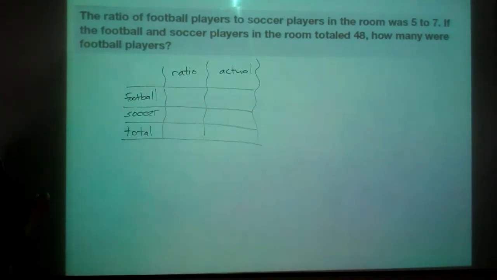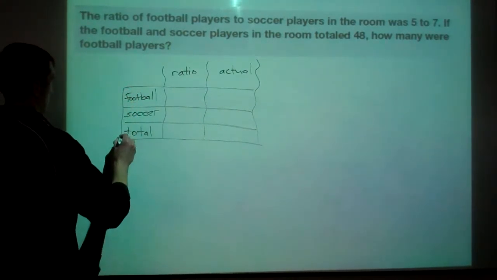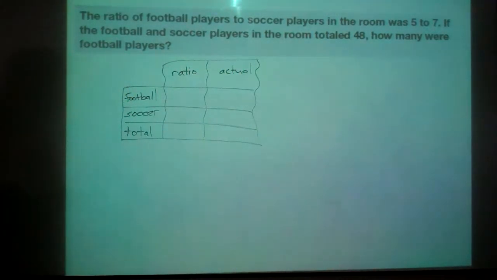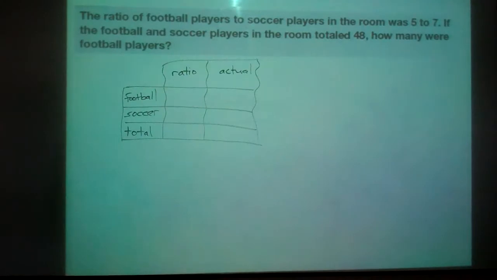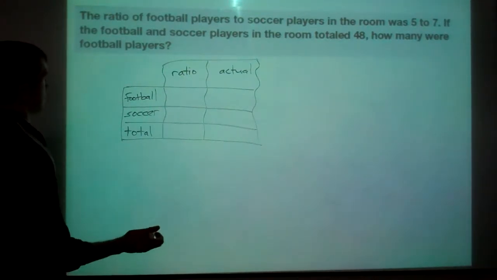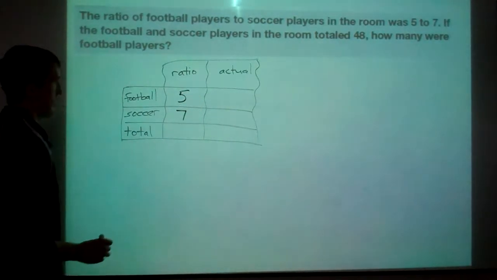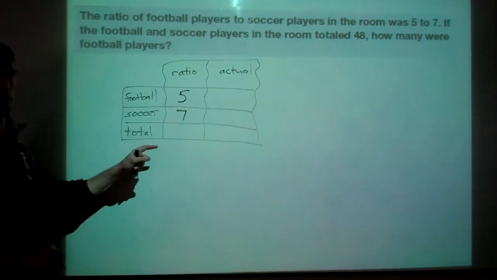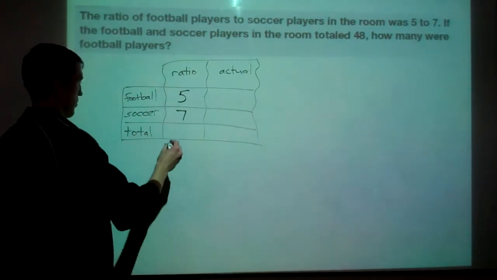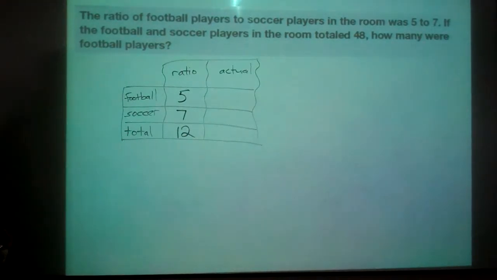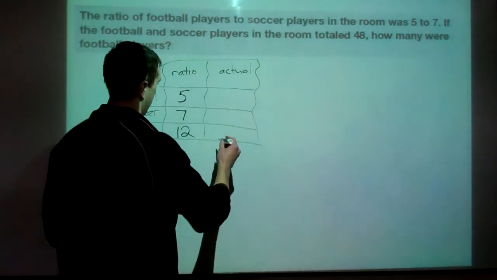Okay, so let's fill in what we know. We know that the ratio of football to soccer is 5 to 7. And we can figure out that total, remember, by adding 5 plus 7, which gives us 12. And we know that there are 48 total athletes there.